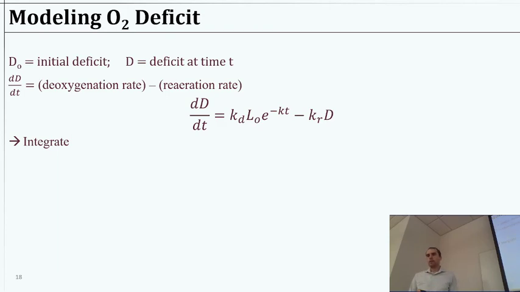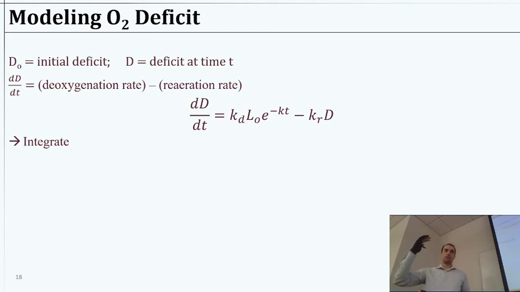Okay, so let's take a look at the oxygen deficit itself. D naught is the initial deficit. D at some later point is our deficit at some time. So if we map the deficit over time, dD/dt, that's going to be essentially the deoxygenation rate minus the re-aeration rate. Okay, so the rate at which the deficit changes is that.